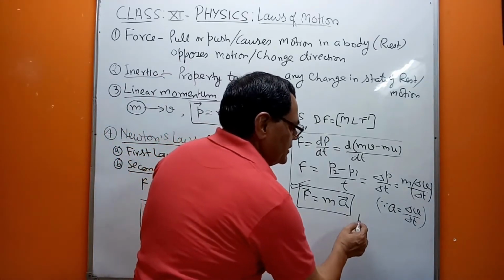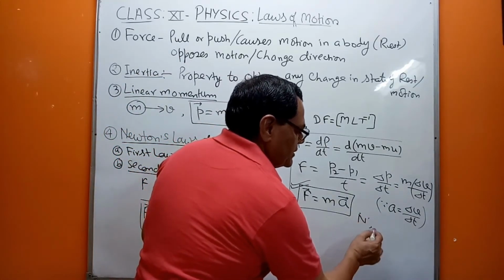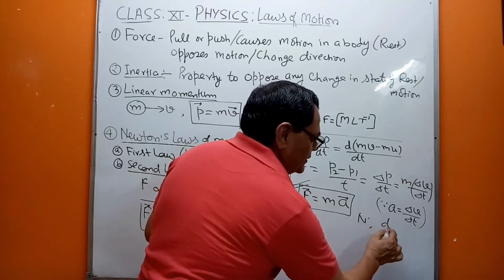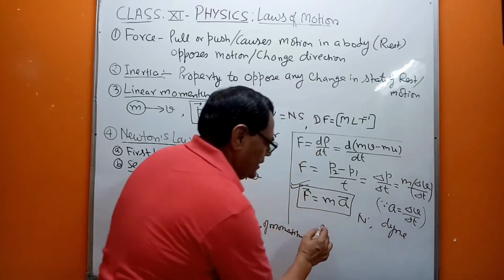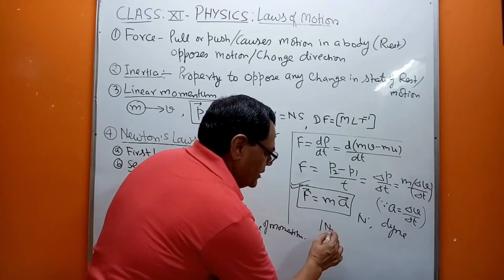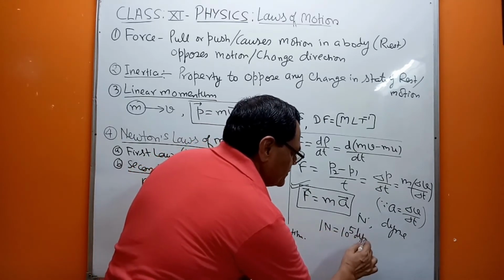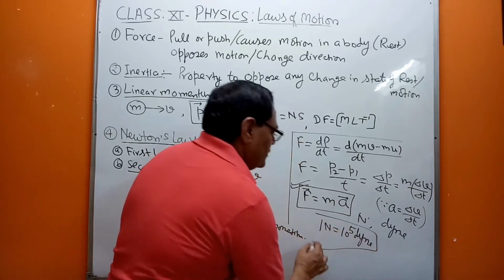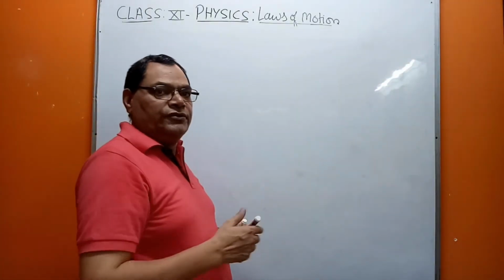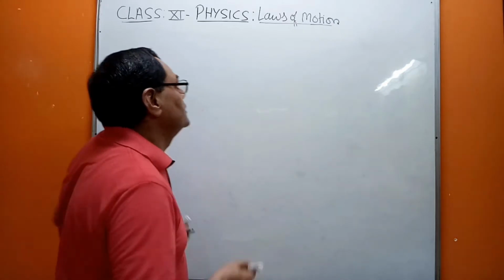And the SI unit is nothing but Newton. The CGS unit is dyne, and there is a relationship that 1 Newton is equal to 10 to the power 5 dynes. Okay, now we will take Newton's third law.